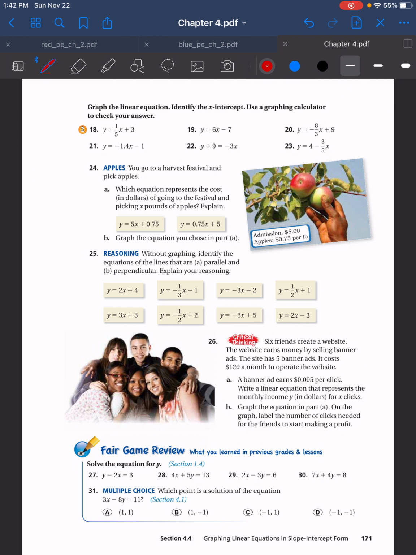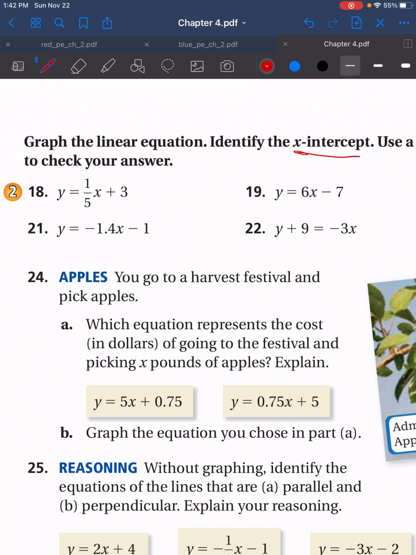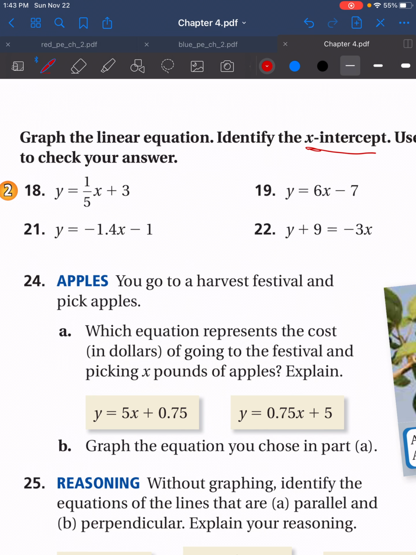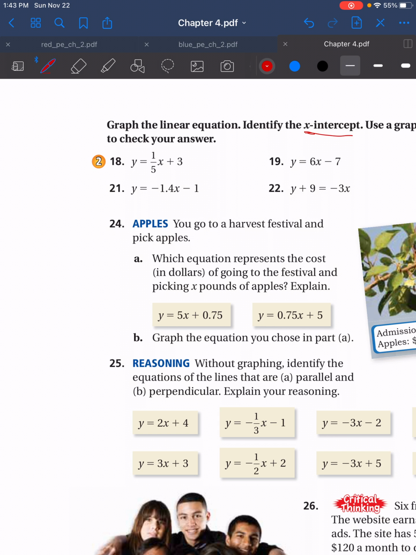Graph the linear equation. Identify the x-intercept. So we are going to have to graph these ones. I'll do a few with you, but then I want you to do the rest on your own. Not only do I want you to graph it, I want you to tell me what the x-intercept is. So for example, 18. If I were to graph this, I would start at 3.